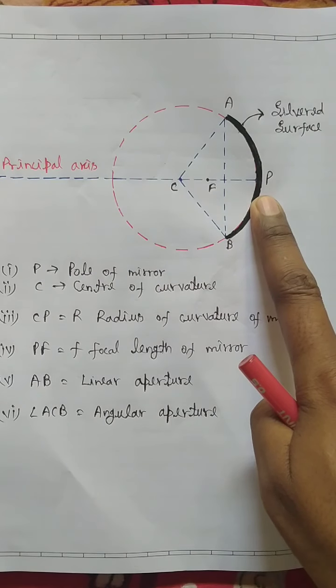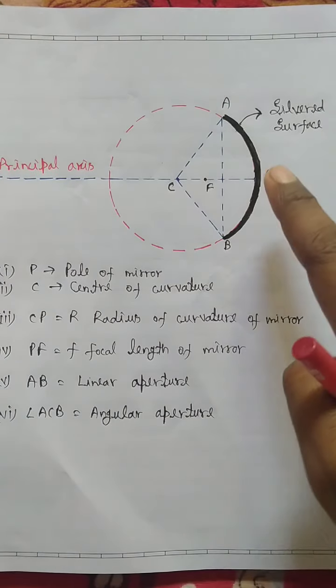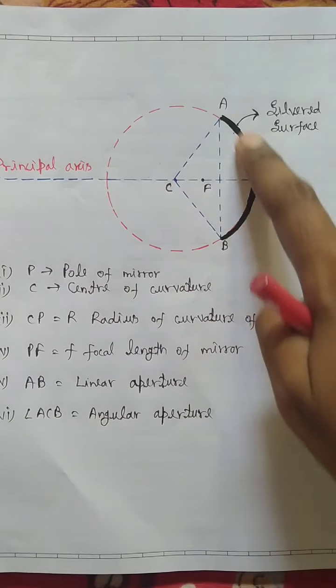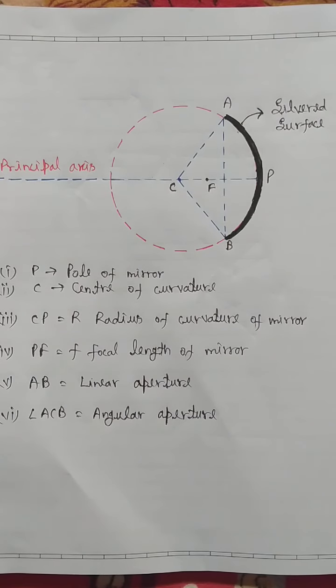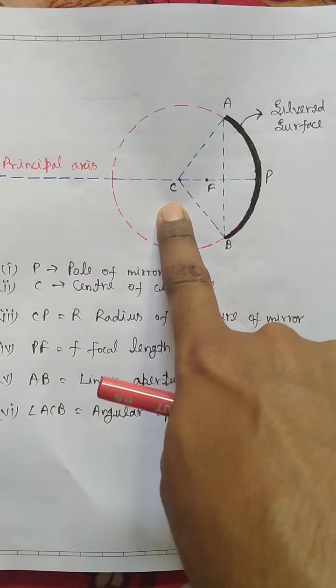It is the middle point P of the spherical mirror. That means the middle point P of the spherical mirror is called the pole of the mirror. Now next, center of curvature. Center of curvature, that is C.